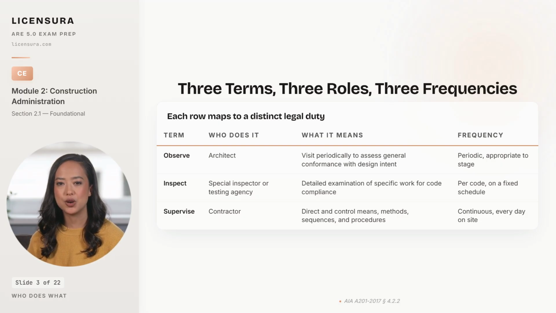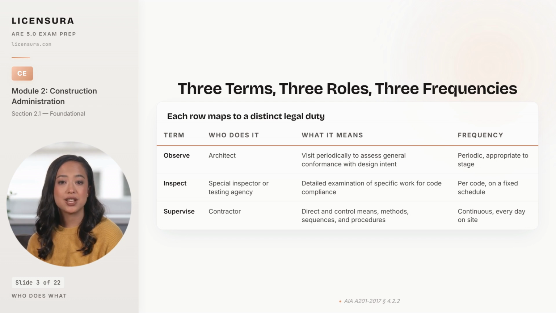The special inspector or testing agency inspects. That means detailed examination of specific work for code compliance, typically structural steel welds, concrete placement, post-tensioning, soils, sprayed fireproofing, and seismic systems, on a schedule the code dictates. The contractor supervises. That means directing and controlling means, methods, techniques, sequences, and procedures of construction, every day, continuously, every time a worker is on site. 3 roles, 3 duties, 3 frequencies.